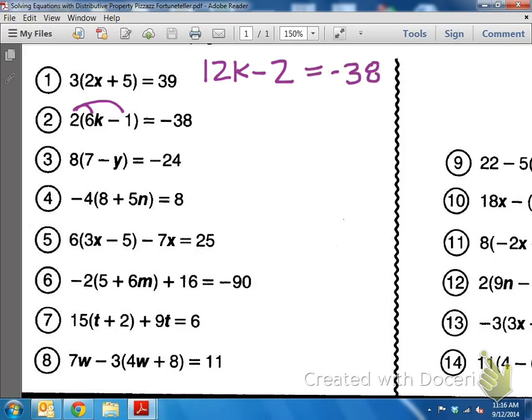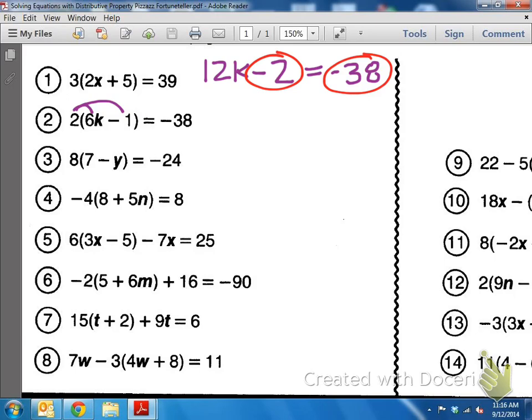So now I have a new equation. It's the same, it just looks a little different. And now I have no parentheses to worry about. Now we just, of course, combine like terms and get the variable by itself. So I see that negative 2 and negative 38 are like terms because they're both numbers. And I always like to keep my variables on the left, and I like to put all the regular numbers on the right. Now, negative 2 and negative 38 are on different sides of the equal sign.